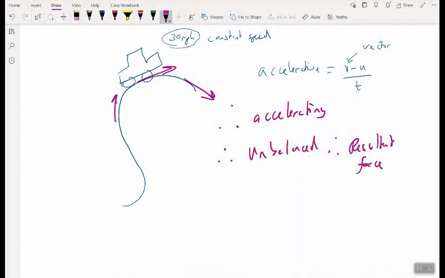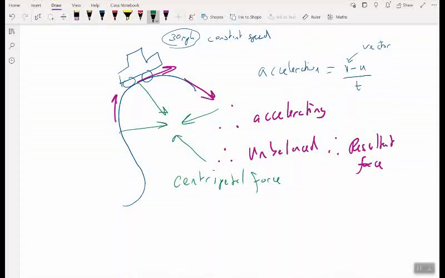Okay. Now, in some examples, you need to know that if something's going in circular motion, which direction is the unbalanced force acting in? This resultant force is always towards the center of the circle. So no matter where the car is, it's always going towards the center of the circle, and that is called the centripetal force.